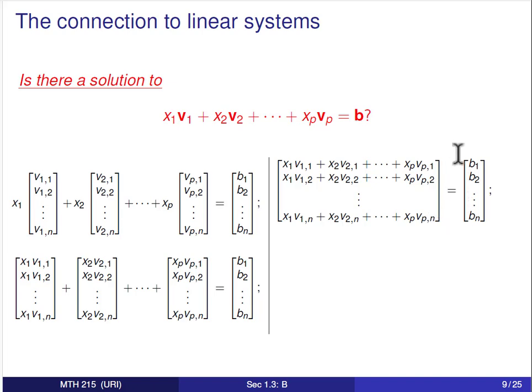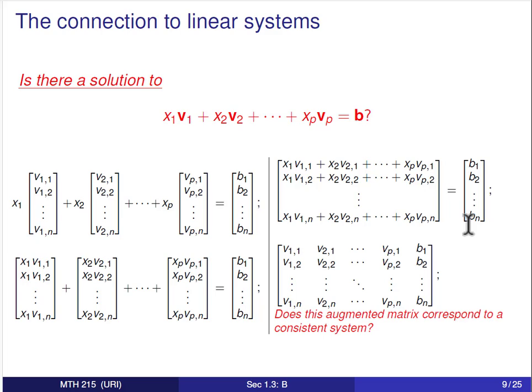And then setting that equal to the vector b1 through bn, we actually get a system of equations. The first equation would read x1 v11 plus x2 v21 plus dot dot dot plus xp vp1 equals b1. The second equation would be this quantity here equal to b2, and so on. And that's a system of linear equations. We know how to solve those.